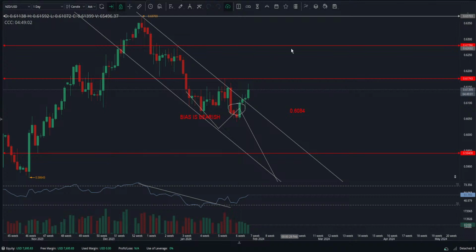But then again, I'll be looking for the selling opportunity in this market already. Right now, resistance for me is 0.6174. Support ultimate is 0.5940.